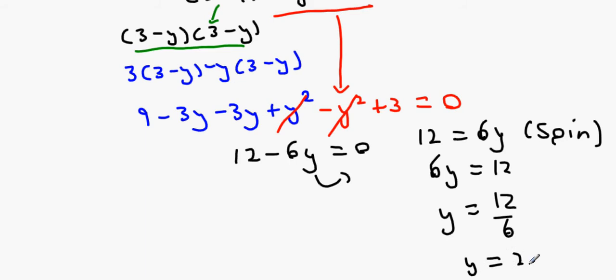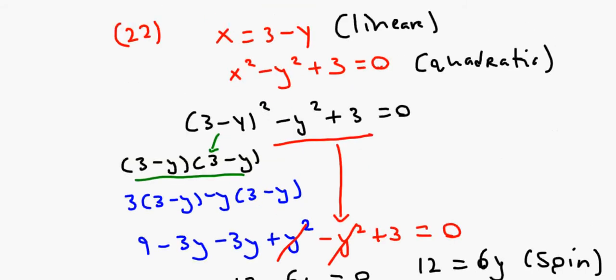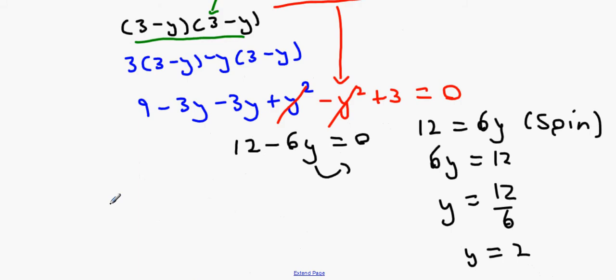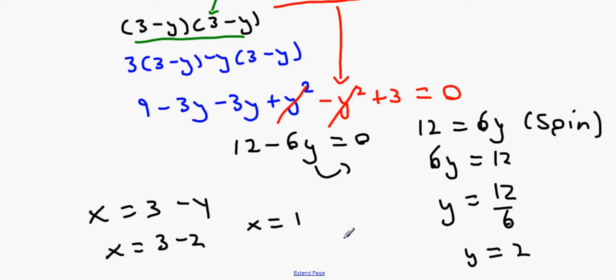Now there's only one solution to this, y equals 2, and then we're going to go back up and figure out what x is. So x is 3 minus y, which means x is going to be 3 minus 2, and x is going to be equal to 1. So the answer to this question is going to be 1, 2.